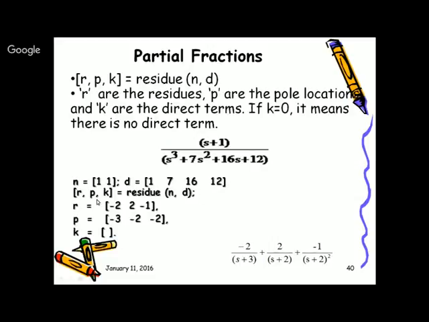The command is residue. Residue n comma d, where n is the numerator polynomial coefficients and d is the denominator polynomial coefficients, and you get the output as r p k.